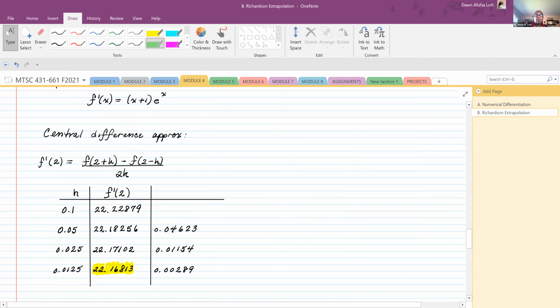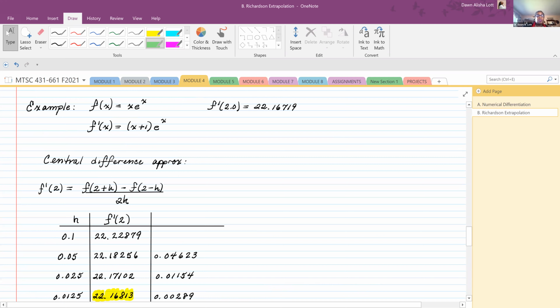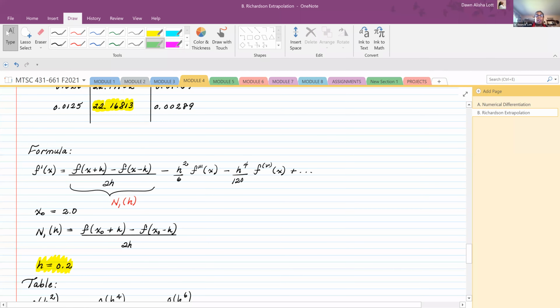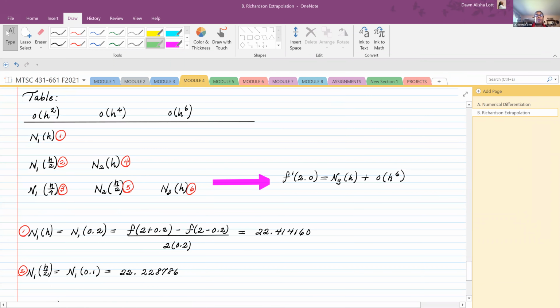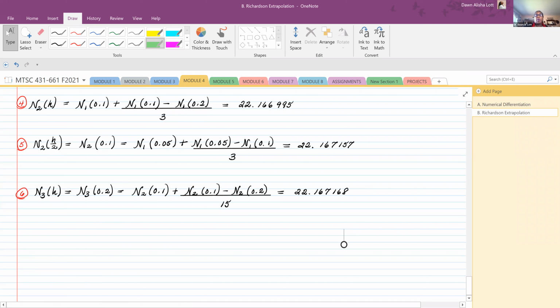The true value is up here, 22.16719. And we originally started at 22.4161141160. And now we're down to 22.167168. Okay. So that is Richardson's extrapolation, and it works really nicely.